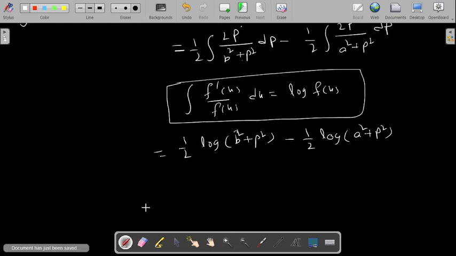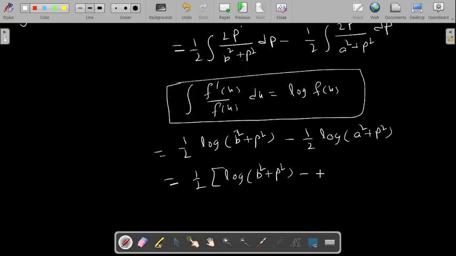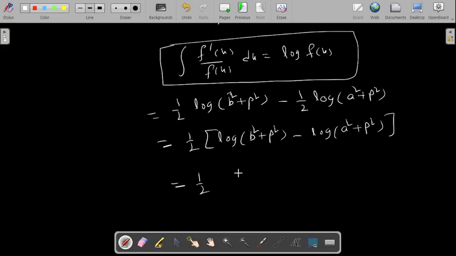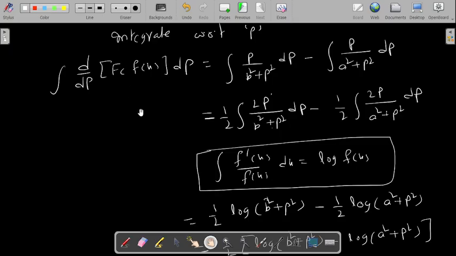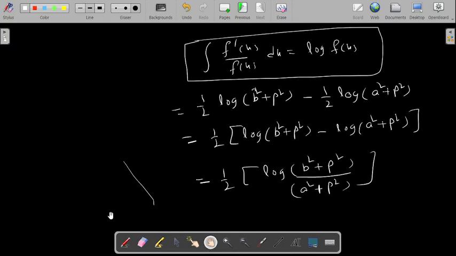So now this will be 1 by 2 common, 1 by 2 common, log b square plus p square minus log a square plus p square. Log a minus log b is log a by b. So 1 by 2 log b square plus p square divided by a square plus p square. Okay. So here on the left side, integration and differentiation cancel. So what will we get? Fc of f of x.